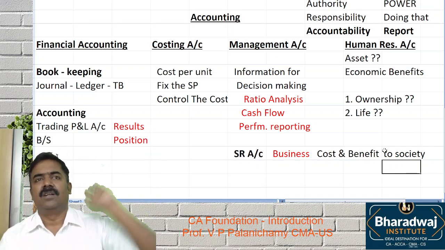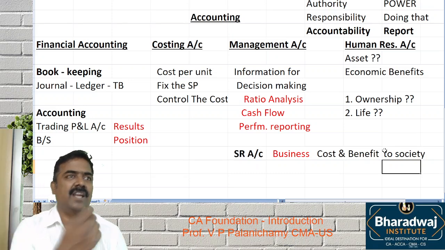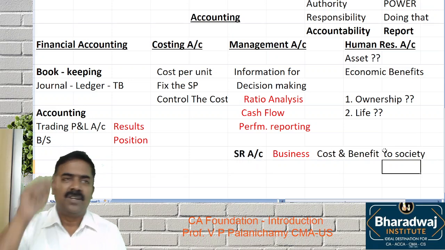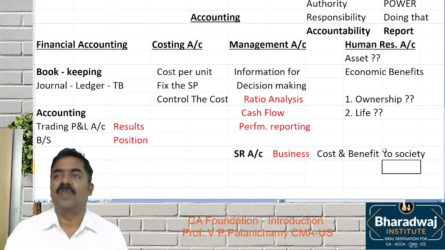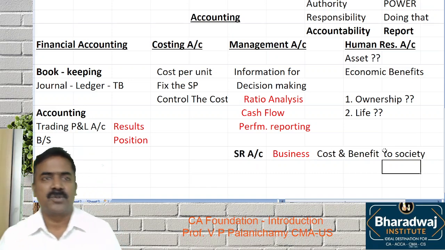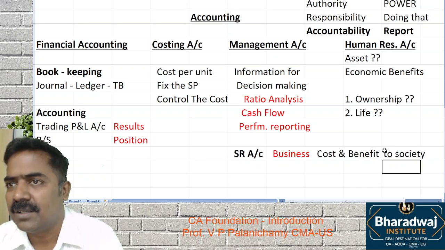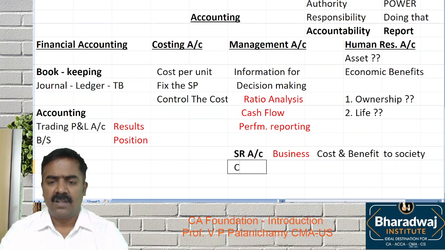Daily somewhere around 50,000, 60,000 liters of water you take and purify. That area water will become what? Dry. So because of business there is a cost to the society, environment, and there is a benefit to the society also. Giving an accounting for cost and benefit, we call it as which one? Social responsibility accounting.